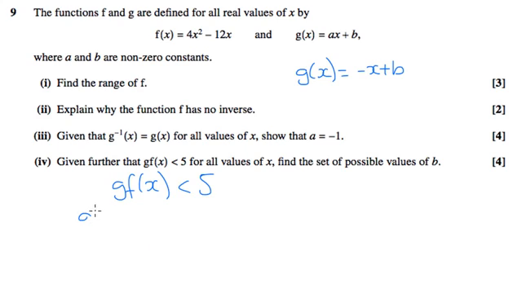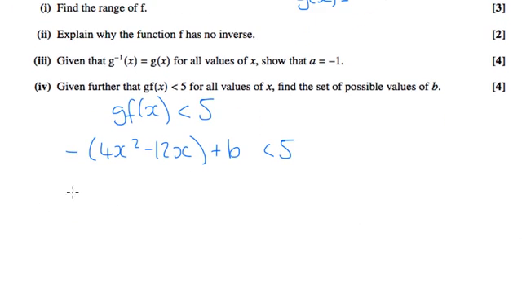So g of f of x is going to be a, which we know is now just minus 1, so we're going to have minus 4x squared minus 12x, and then plus b. So that's our g of f of x, and we're told that that's less than 5.